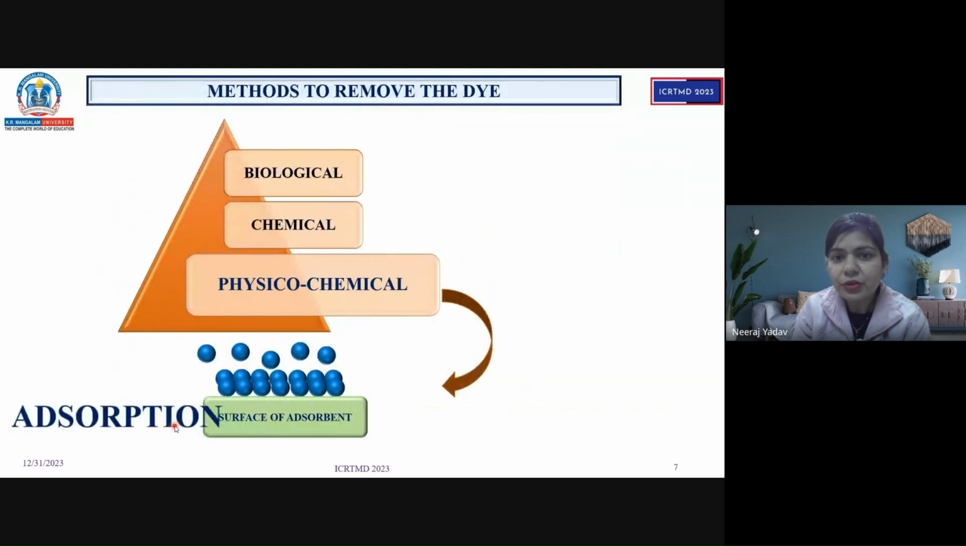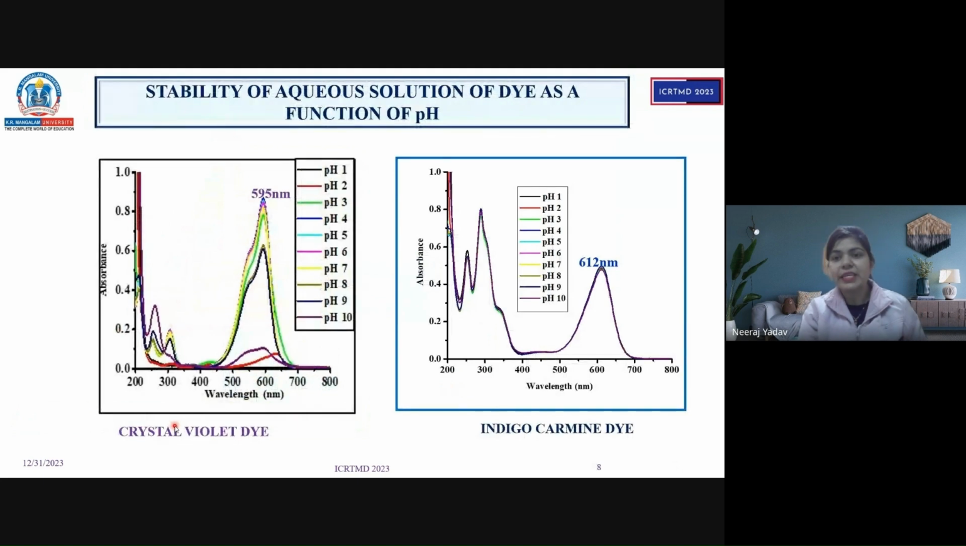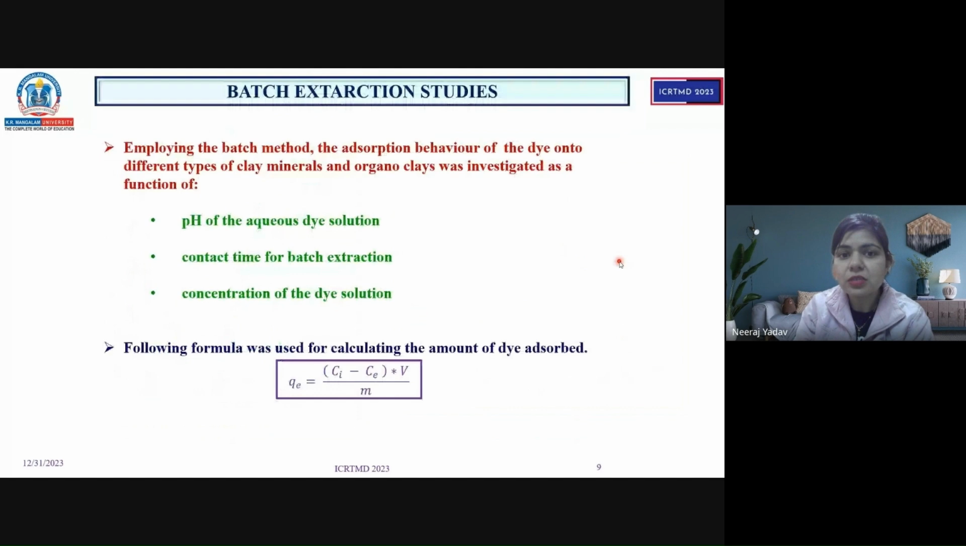So before using the batch extraction studies, first of all, we should know whether these dyes are pH stable or not. We can see here that the crystal violet dye is not found to be pH stable because there is a large change in the absorption value, and this absorption value can be found by using the UV visible spectrophotometer. In the case of the indigo carmine dye, we can see that this dye is pH stable. Now, through the batch extraction study, the adsorption behavior of the different types of clay minerals was investigated as a function of pH, contact time, and concentration. And this is the formula which we used to calculate the amount of dye adsorbed.